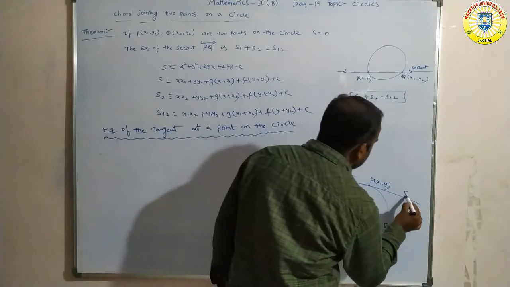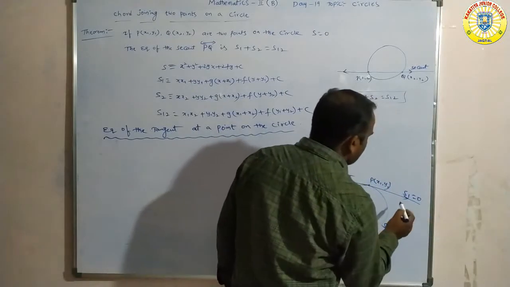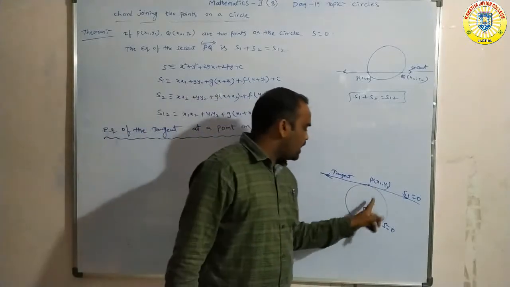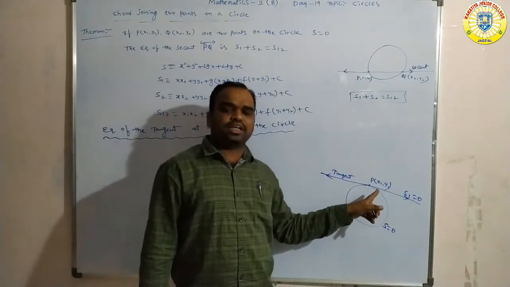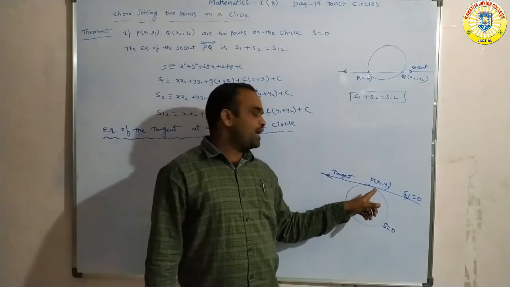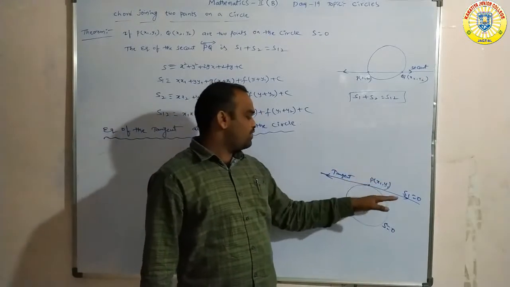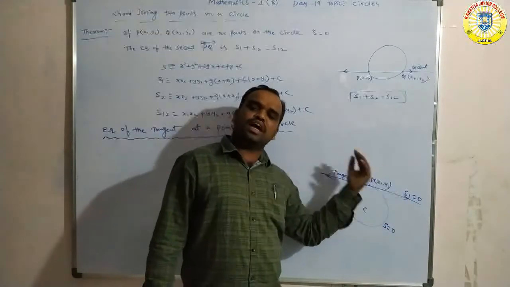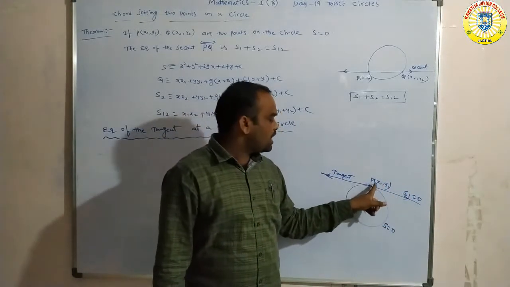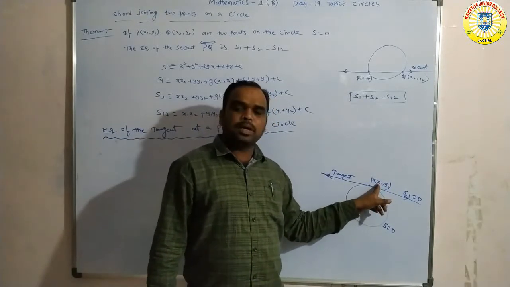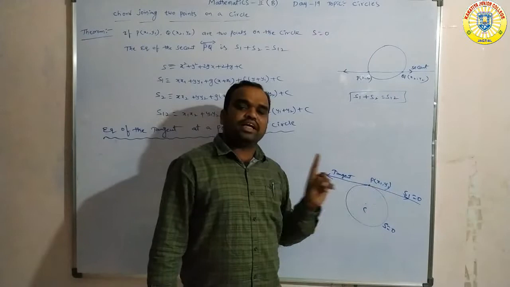Okay, now this is the equation of the tangent is which one, sir? S1 is equal to 0. So here P of x1 comma y1 be the point on the circle. At the point here, how many tangents can we draw to the circle? We can draw infinite tangents. But we are finding the equation of the tangent at a particular point. What is the point, sir? P of x1 comma y1.